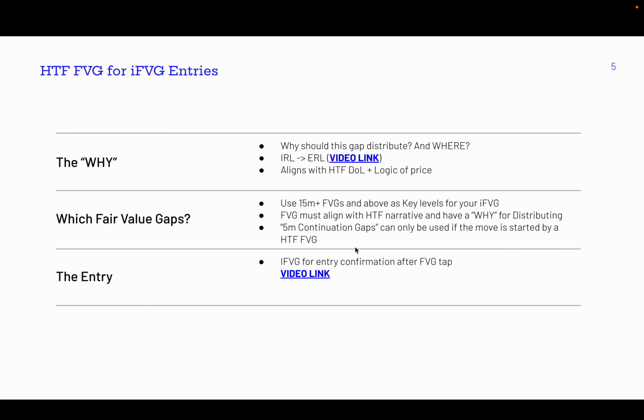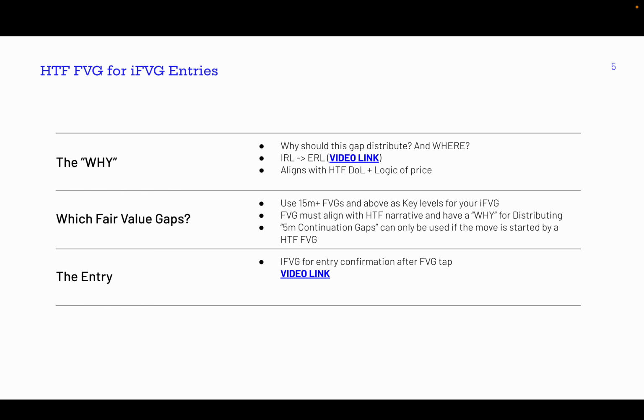And then which fair value gaps do I use for these inversion entries? Well, you want to use high time frame fair value gaps, and that starts with 15-minute minimum. 5-minute gaps do not count as a high time frame fair value gap. So that's your key level. Fair value gap obviously aligns with high time frame narrative and has a why for distributing.